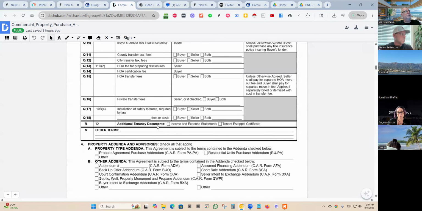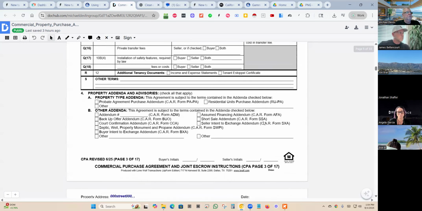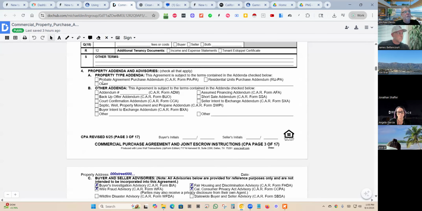Notice our additional tenancy documents hidden down here. You would want to check those boxes. Income and expense statements and a tenant estoppel. I'll explain what that is. Other things, I mentioned this in my little document. If there's residential units, like an 8-unit is a commercial, but still residential, you would want to include that if you're using the commercial contract. If there's a septic, a well, that sort of thing.